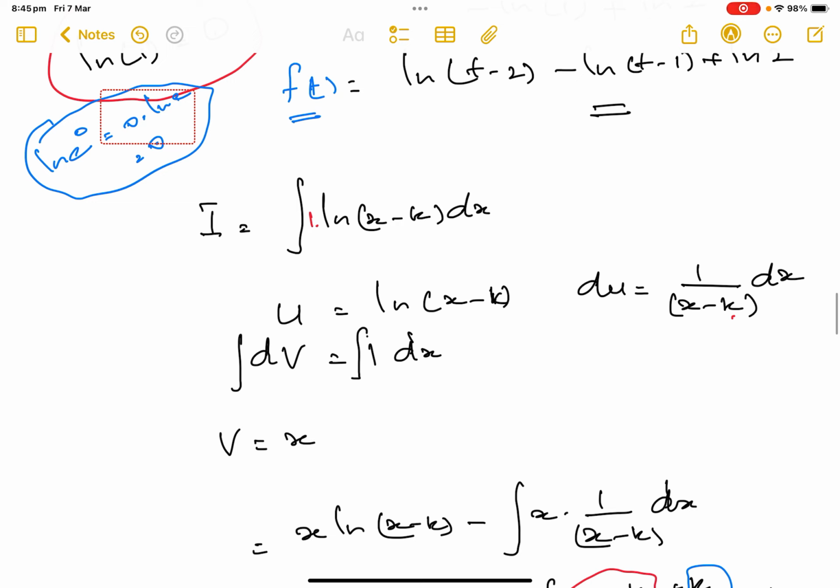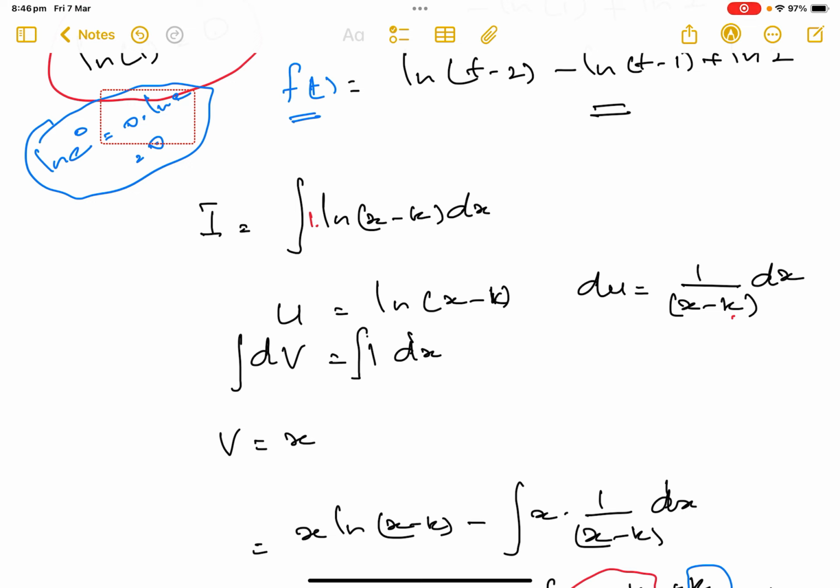Right, okay. So it's again the integral of ln(x minus k). But they want us to use integration by parts. By parts means two functions. Always, if it's a log function or ln function, you must take that as u in the integration by parts format. So u is ln(x minus k).